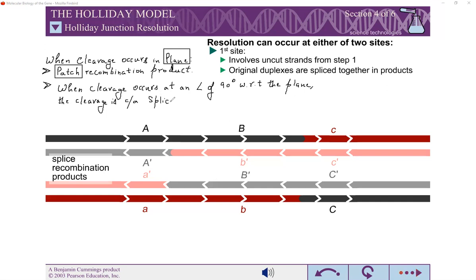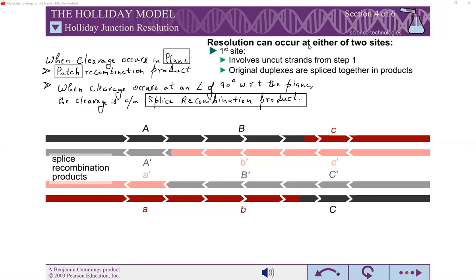Splice recombination product. This would be referred to as splice recombination product. Okay, this would be produced. Any doubt? Any problem? The product that is being produced is a splice recombination product.